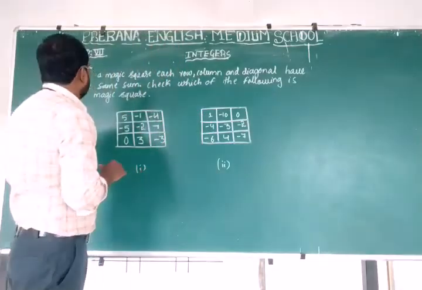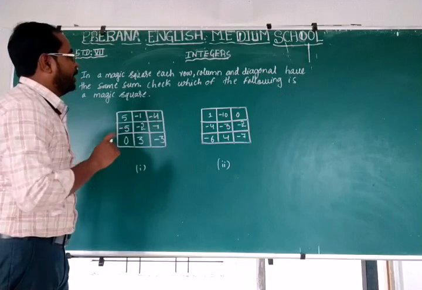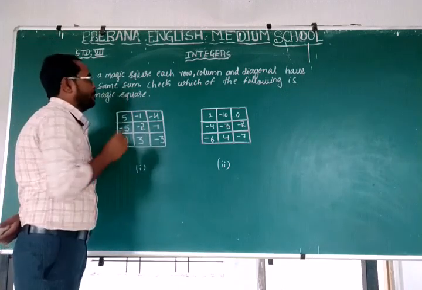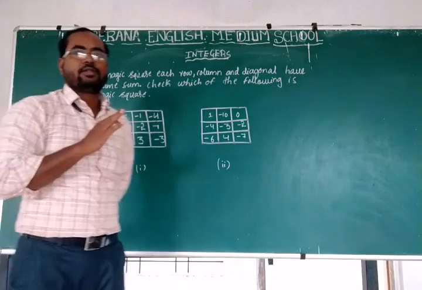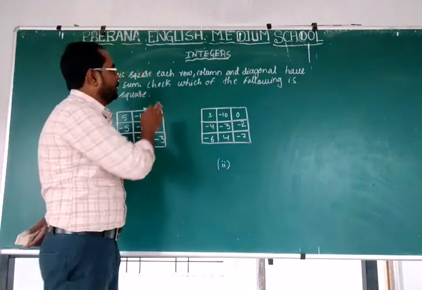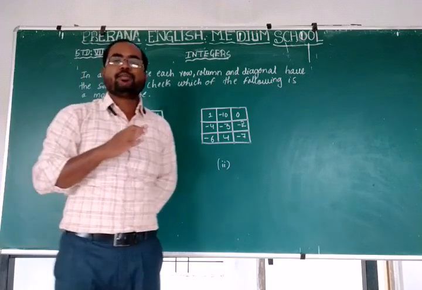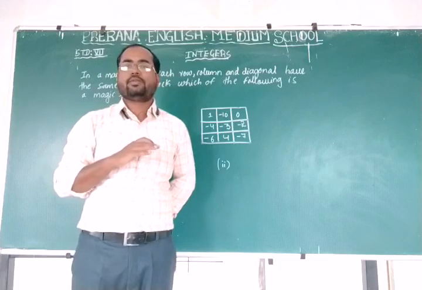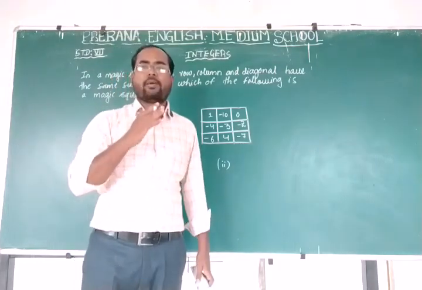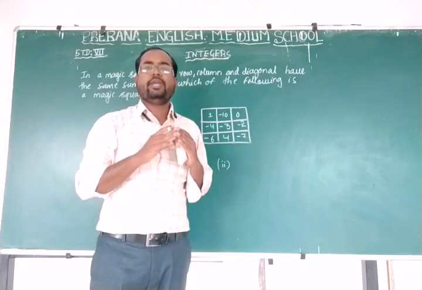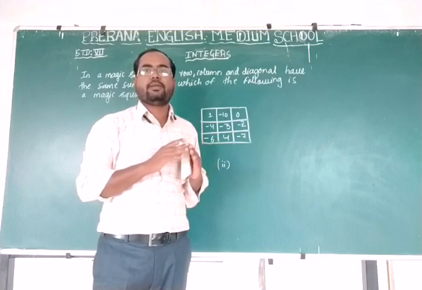So the first question is, in a magic square, each row, column and diagonal have the same sum. Check which of the following is a magic square. So the condition they have told, each row, column and diagonal should have the same sum, then it is called a magic square. So in a magic square, you add according to the column, row or a diagonal. If the sum is the same, then only we will call it a magic square, or else we will not call it a magic square.